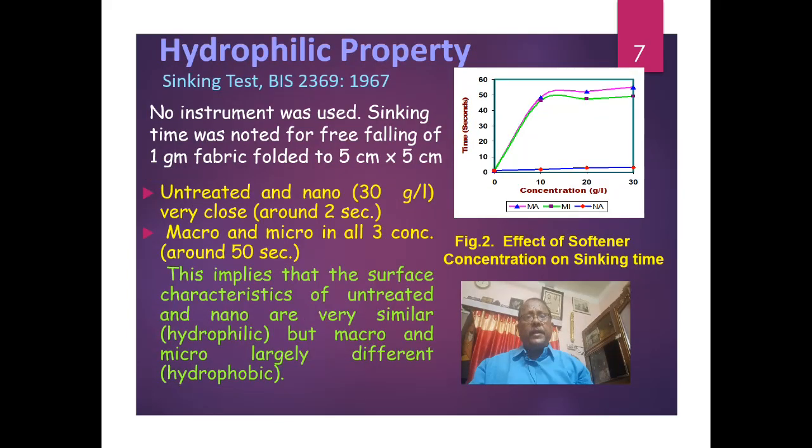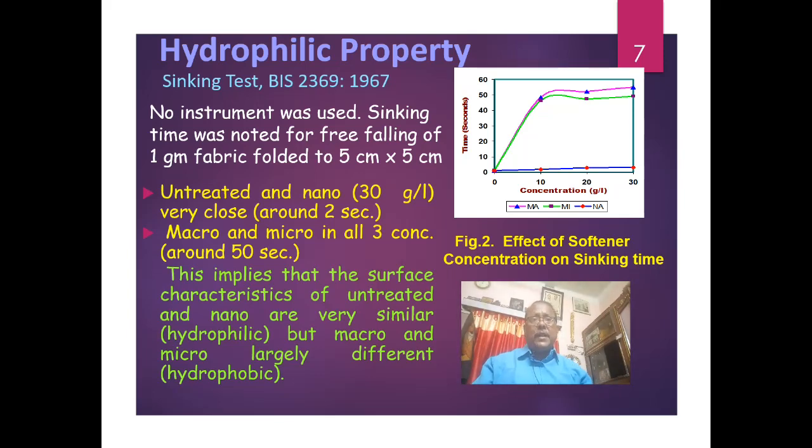Another way to measure the hydrophilic property of the finished fabric was the sinking test as per BIS standard 2369 of the year 1967. In this method, no instrument is used. The 1 gram fabric was folded into 5 centimeter by 5 centimeter and then allowed to fall freely on the water surface. Time required for sinking of the fabric into the water was noted.